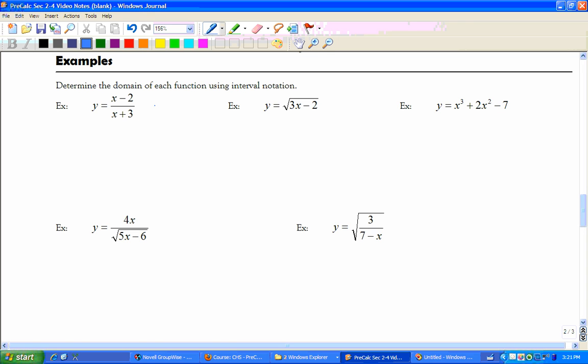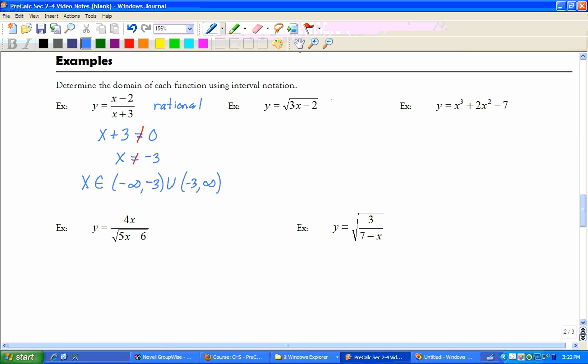So the first example, this is a rational expression. And here we want to say our denominator cannot equal 0. So we would say x plus 3 cannot equal 0. And then we solve that, so we know that x cannot equal negative 3. In interval notation, that would be x is an element of the interval from negative infinity to negative 3, union negative 3 to positive infinity.